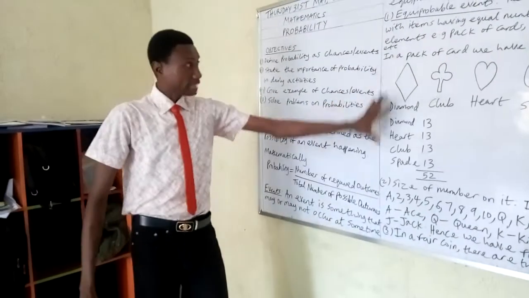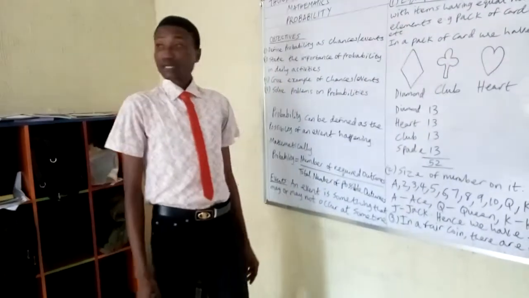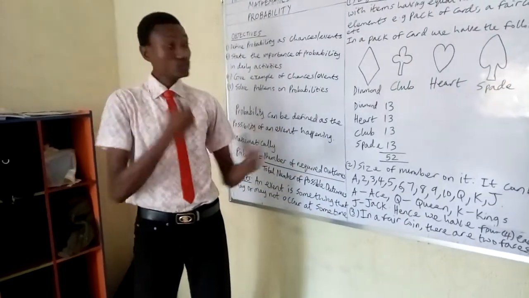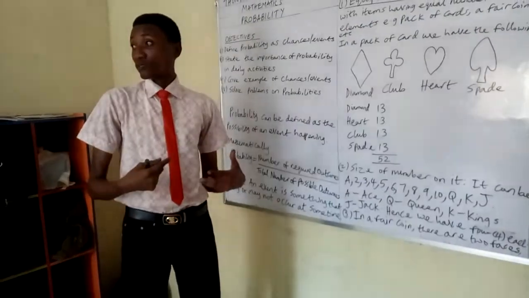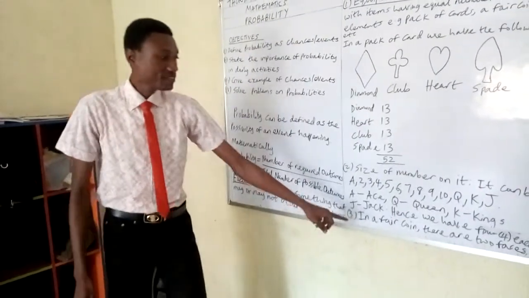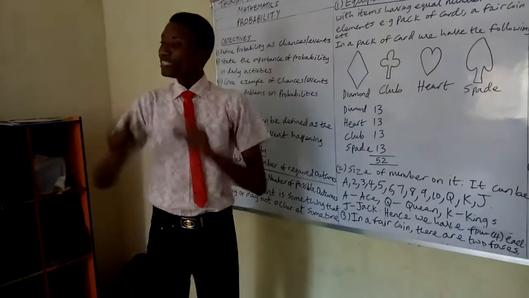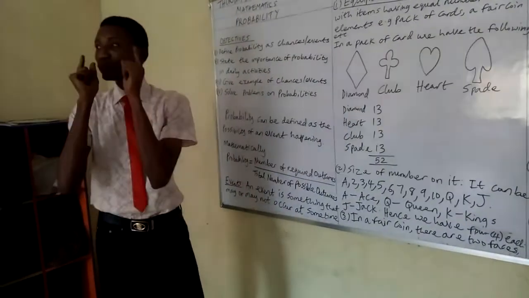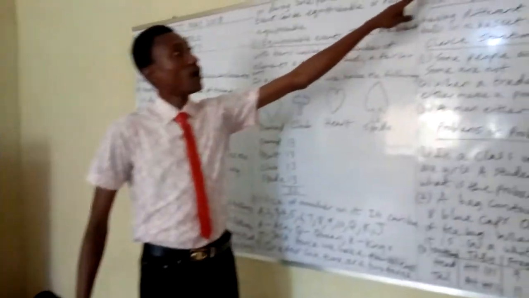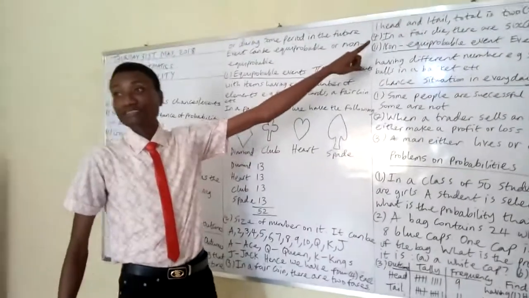Now, that is for cards. If we now go to coin, because we usually use these two for you to understand probability. Now, in a fair coin, people say coin, the coin has 2 faces. Is that the coin is having head or the coin is having tail?